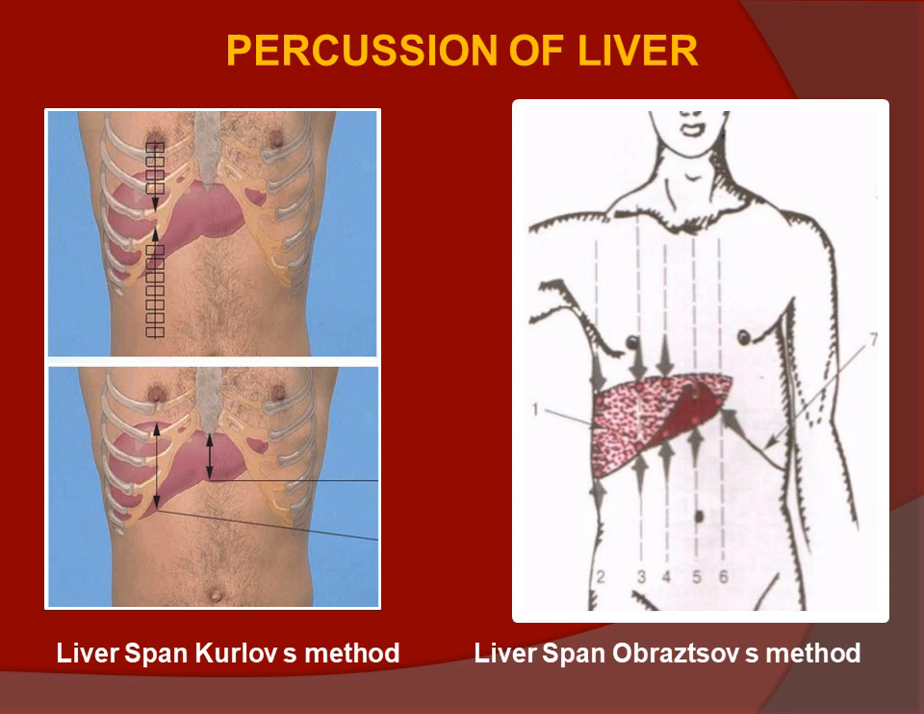An increase of the second and third dimensions testifies to a pathologic process of the left hepatic lobe, and an increase in the first dimension indicates pathology of the right hepatic lobe.